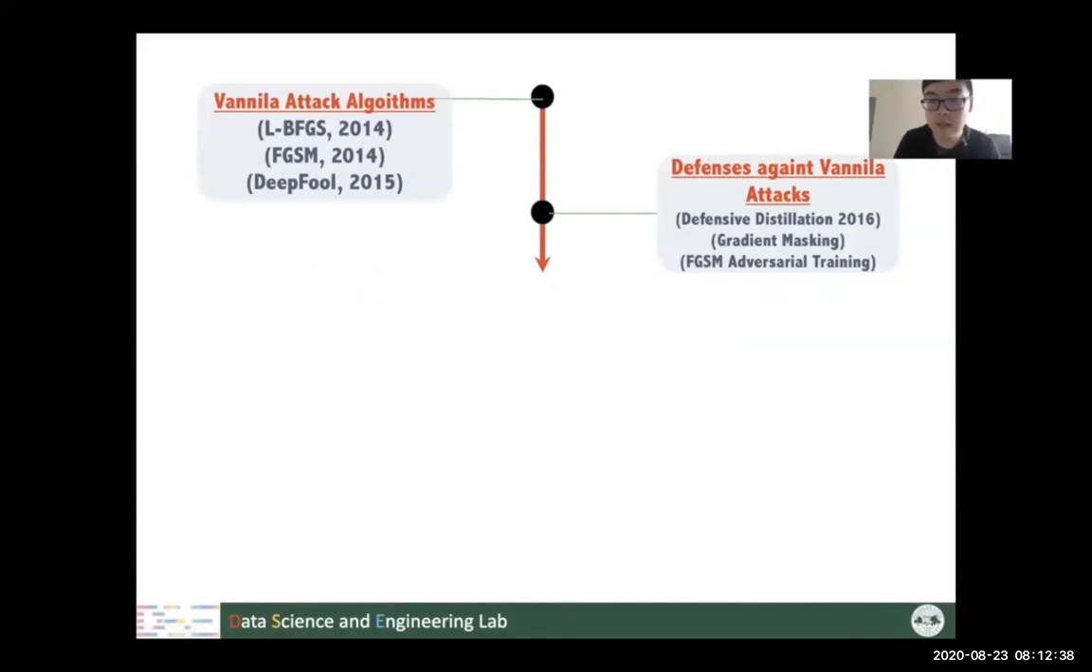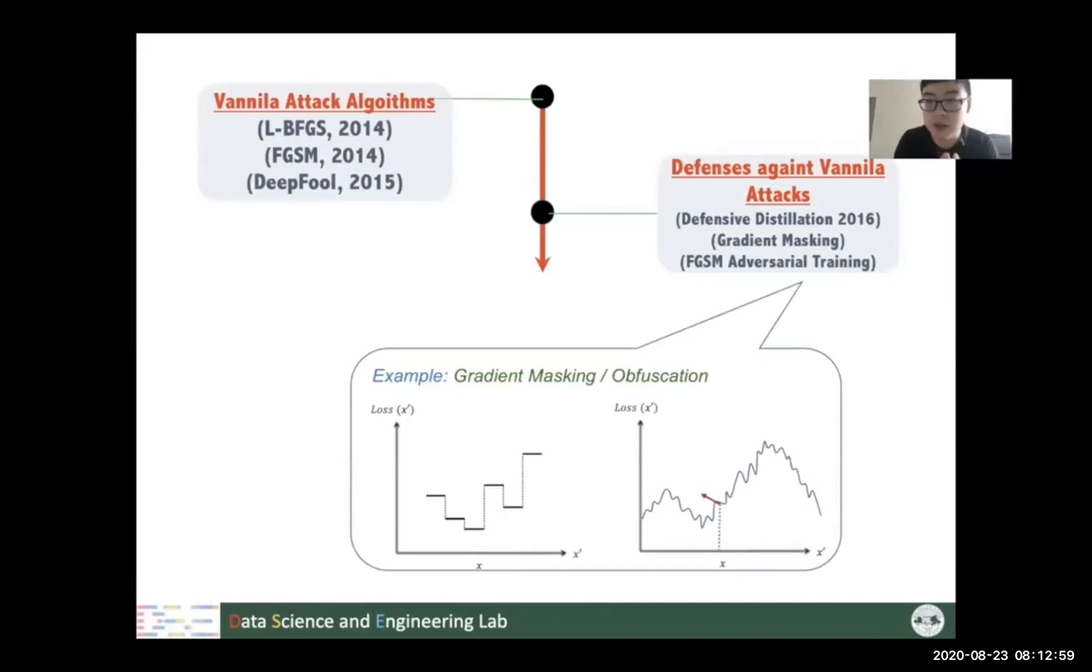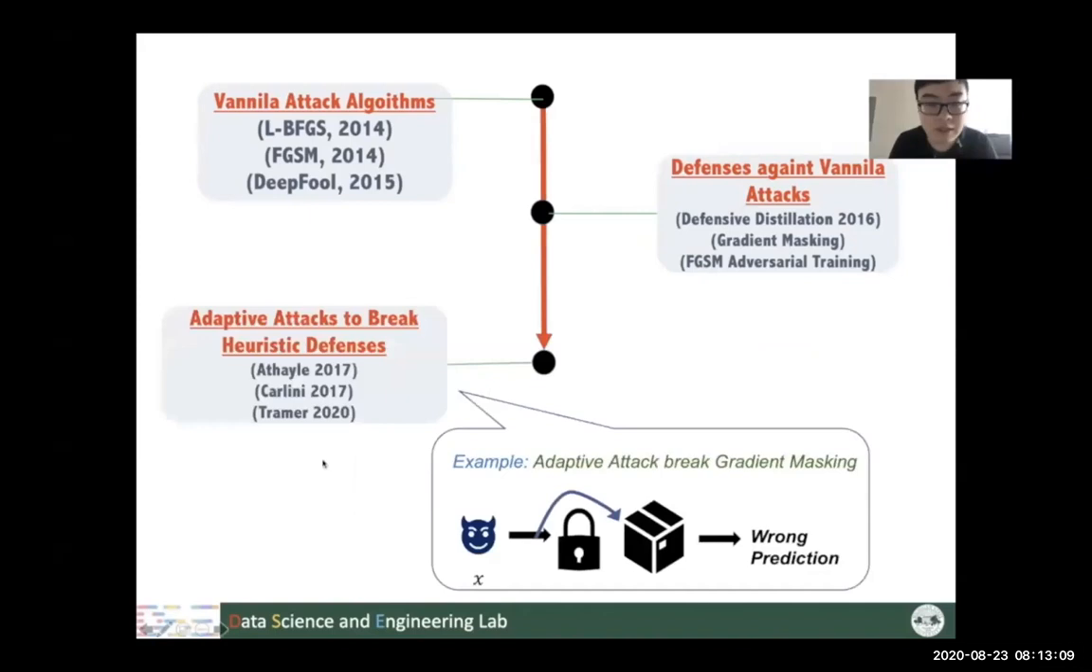When the adversarial attack algorithms came out in 2014 and 15, after that, several very heuristic defending algorithms were proposed, and they successfully managed to protect our models against adversarial attacks. Some of the methods, such as this greedy masking method, just try to confuse the attacker so it cannot find useful information to do attacking. However, after that, some works tried to design new attacking algorithms to break those defenses. So this story tells us that under different attacking algorithms or different safety evaluation methods, our defending methods can have a different level of safety property.